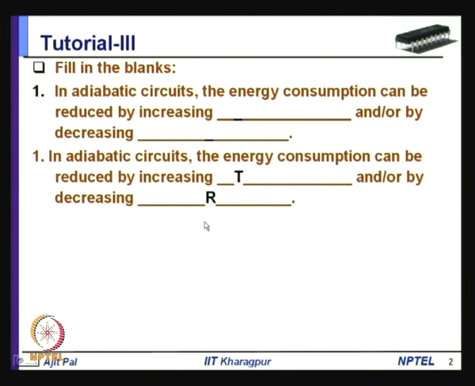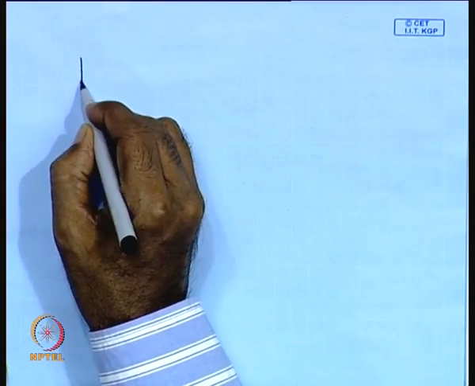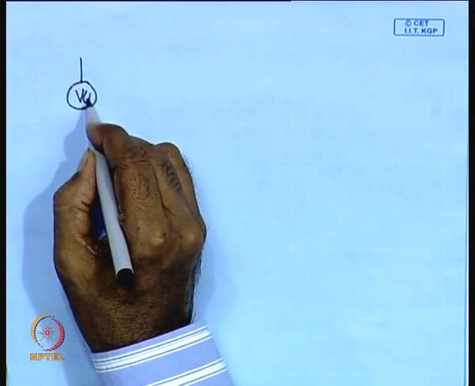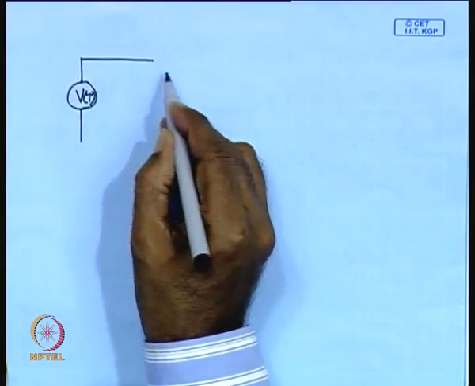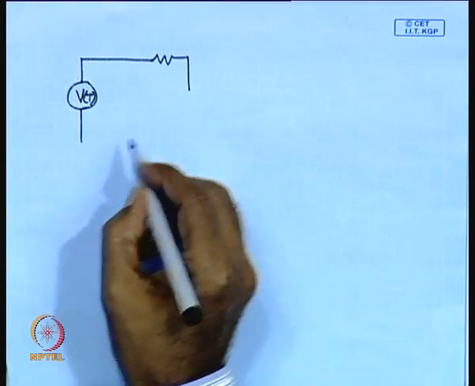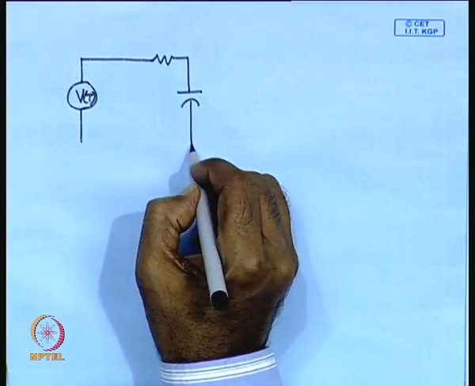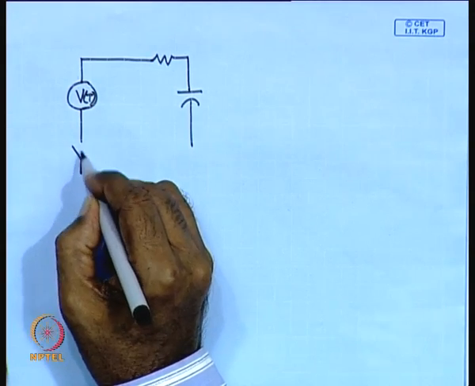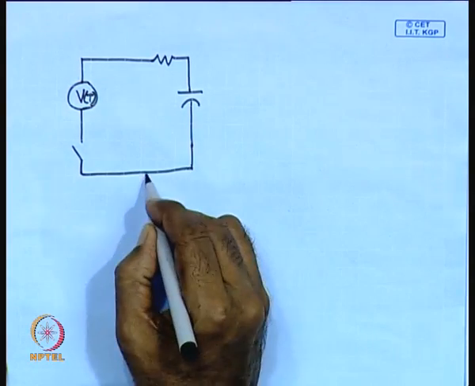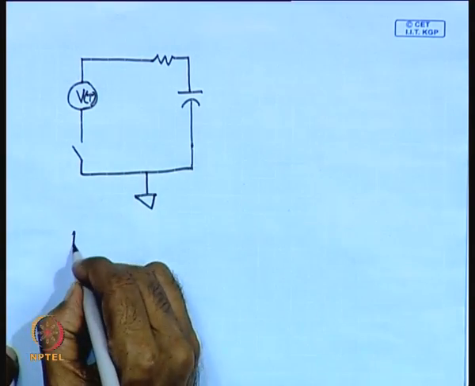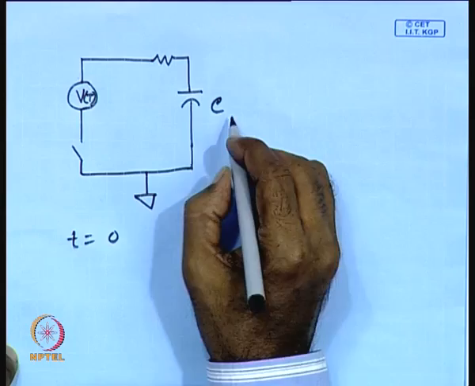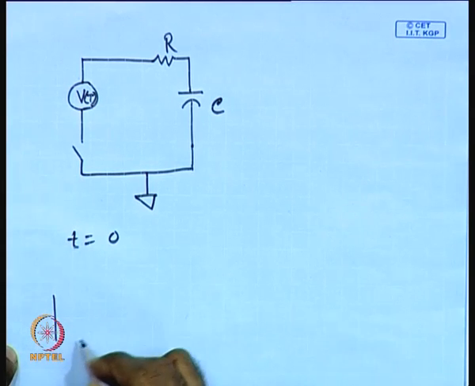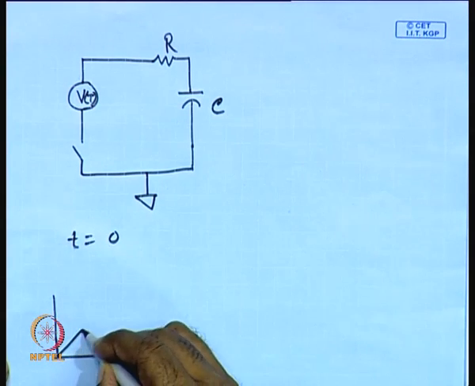As you know, in adiabatic charging you are applying a variable voltage, say V T, through a resistor, and here is a capacitor C, and maybe you will put one switch, and this is grounded. At time t is equal to 0, we assume that the capacitor charge is 0, and after that a time varying voltage is applied, and this is the voltage V.